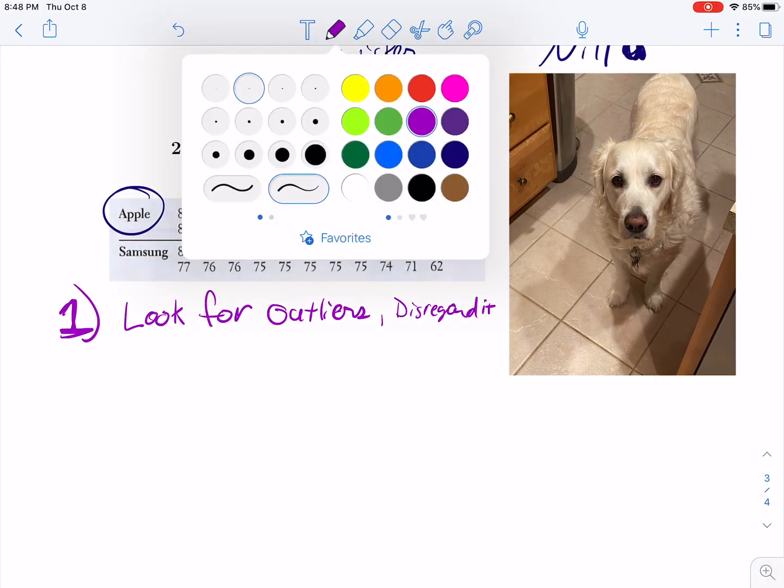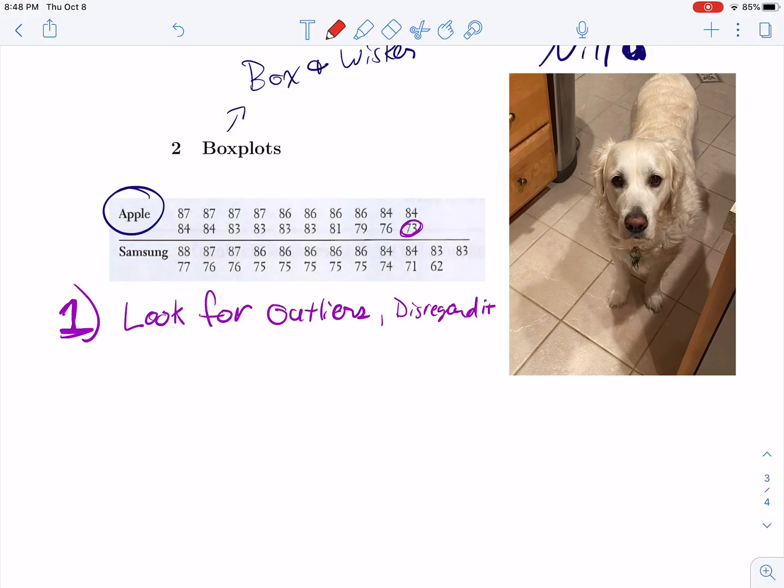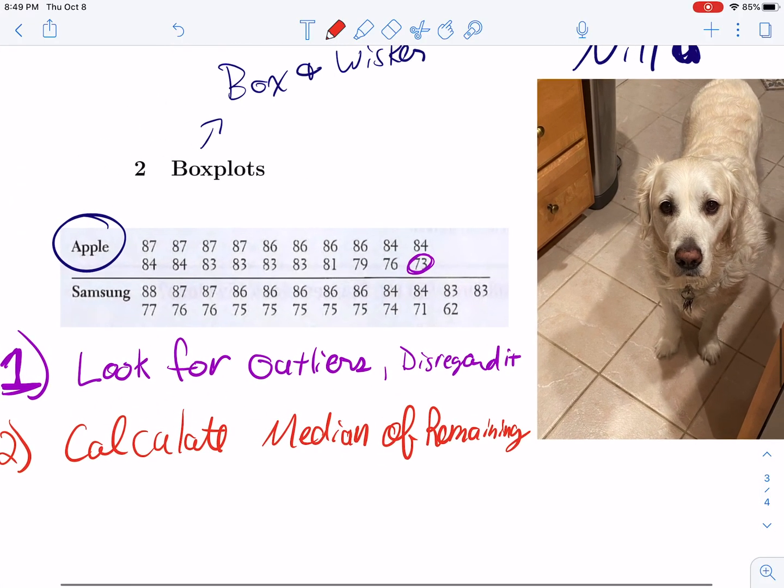If we're making a box plot, a description involving median. So we're going to calculate the median of the remaining. Right, after we get rid of the outlier, calculate the median of the remaining. So if we want to do that, we can do our cross out thing, but it turns out like 84 is our median. These are already in order. I can cross out everything down at the bottom and everything down at the top, and that gives us our median. Calculate the median of the remaining.